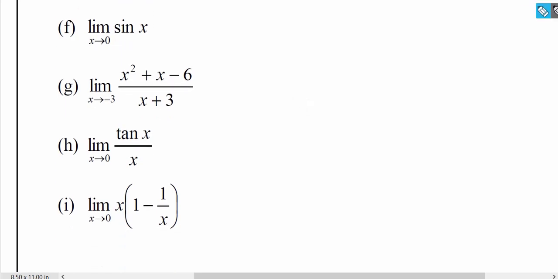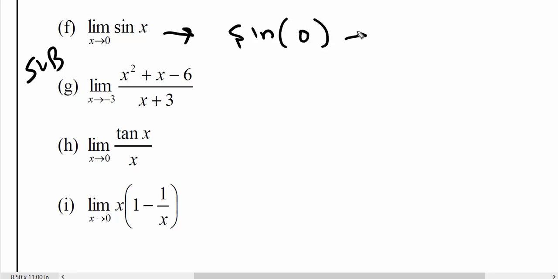F with the trigonometric function. If we were to substitute for this problem, this actually works out nicely. Okay, so I can plug in a 0. Remember, make sure that you're in radian mode, and sine of 0 is going to be 0. Perfect.